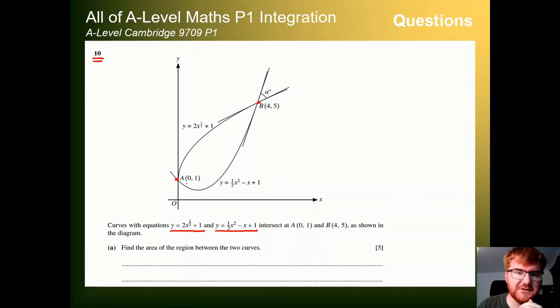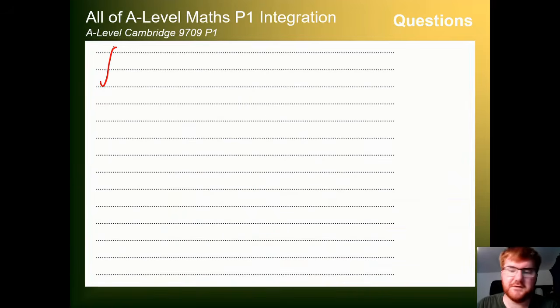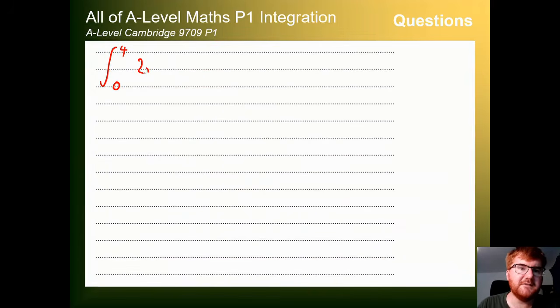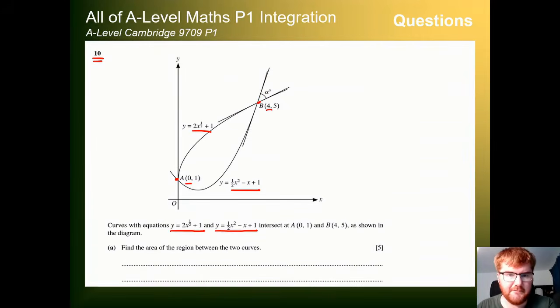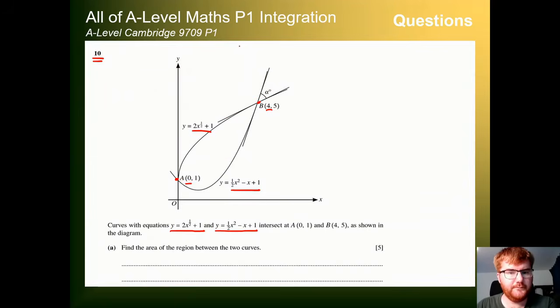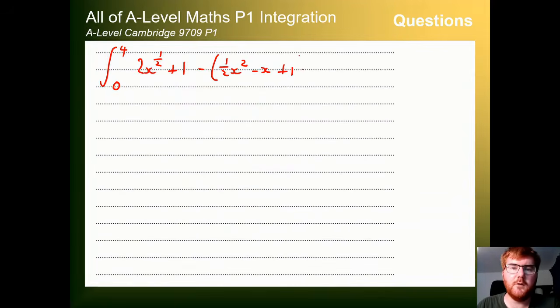So we've got our limits here, which is between 0 and 4. And this time we've got curve minus curve. Notice this curve is above this one here. So when we write out our integration, we want to do it between 0 and 4. And we want the first curve, which is 2x to the power of a half plus 1, to be the first one here. And then minus everything from the bottom, so minus a half x squared minus x plus 1 with respect to x.